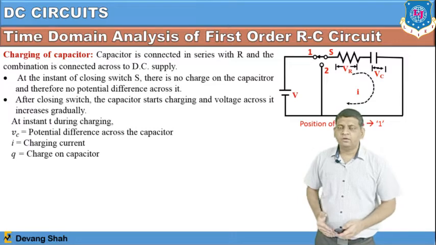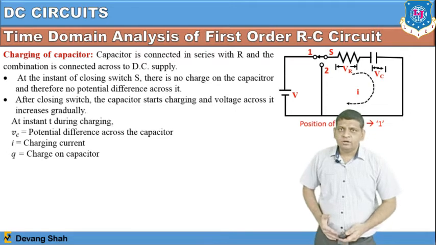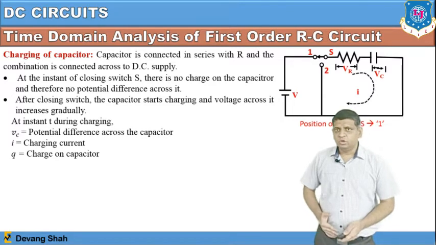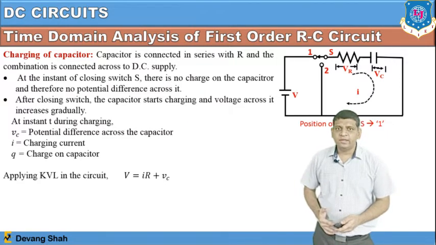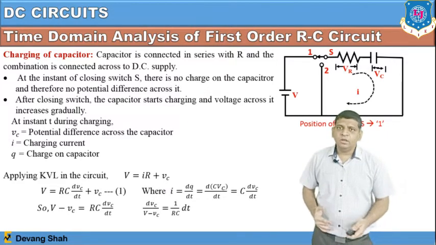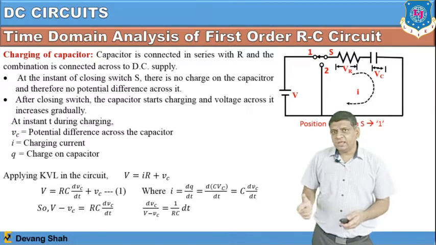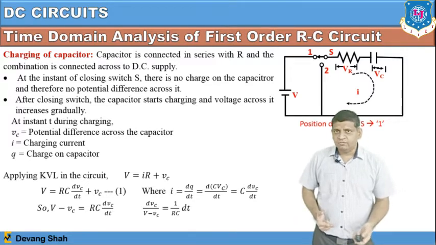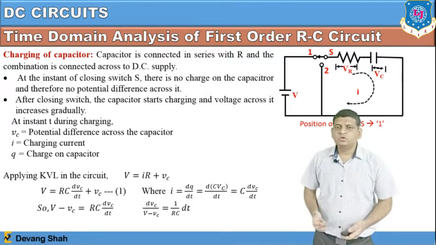Here V is the applied source, Vc is the voltage drop across the capacitor, Vr is the voltage drop across the resistance, I is the charging current, and the charge in a capacitor we define as Q. Applying Kirchhoff's voltage law in this loop, total V is equal to IR plus Vc. From this I can write the equation V is equal to R into C into dVc by dt plus Vc, where I is nothing but dq by dt. The charge Q is equal to C into V, which is the voltage drop across the capacitor, so current I is equal to C dVc by dt.